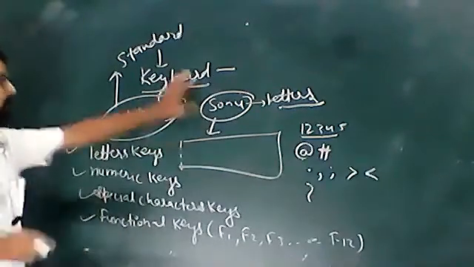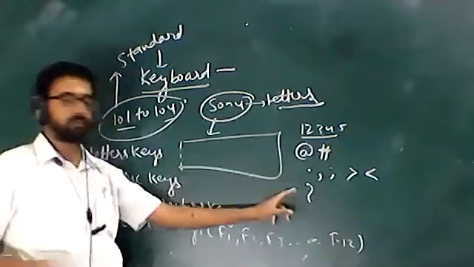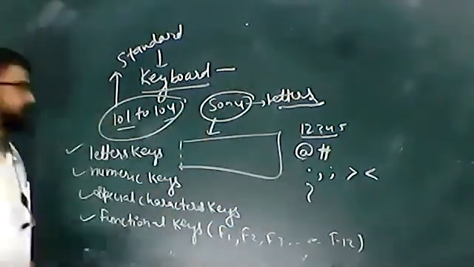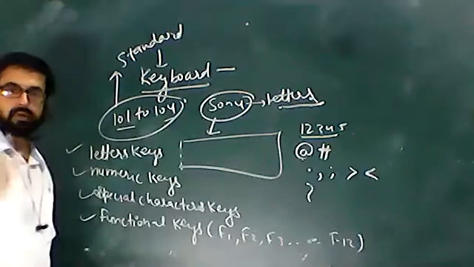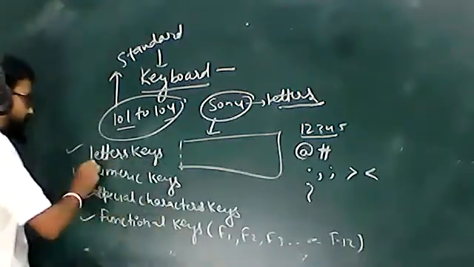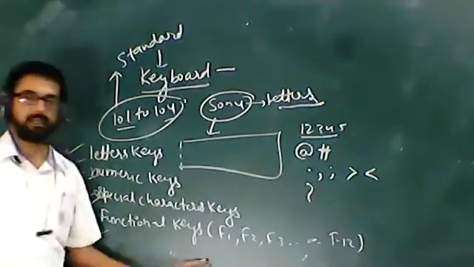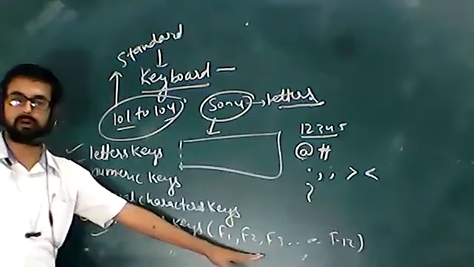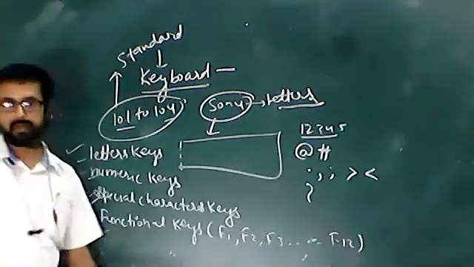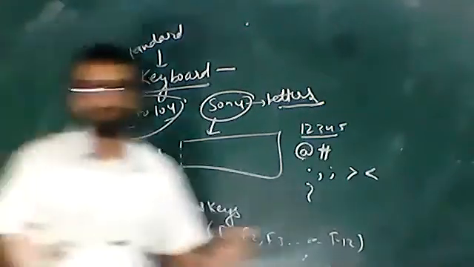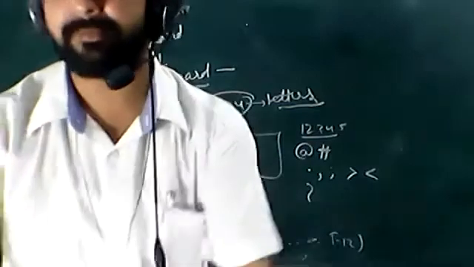So this is the keyboard. A standard keyboard is used to insert letters, numbers and special symbols in our computer system. It contains 101 to 104 keys: letters, numbers, special characters and functional keys. These functional keys are used in our programming, like F1, F2, F3, F4 and so on. So it is your keyboard, the first example of the input devices.